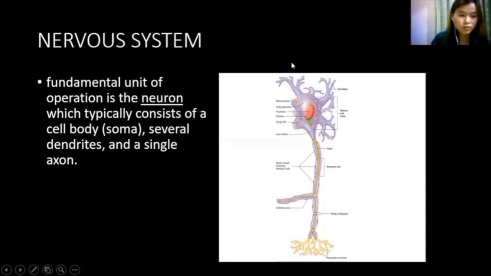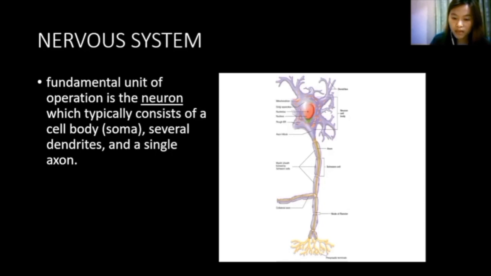The fundamental unit of operation is the neuron, which typically consists of a cell body, several dendrites, and a single axon. These neurons are excitable cells of the nervous system. The structures consist of the cell body, which consists of the nucleus and other cell organelles. The dendrites are processes that extend from the cell body, and the single axon is responsible for the output information. We can see here that the axon is enclosed in a myelin sheath.